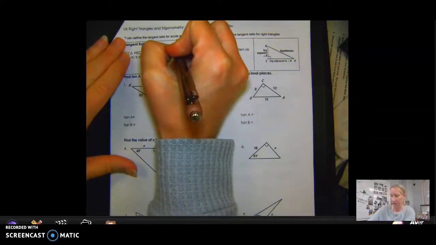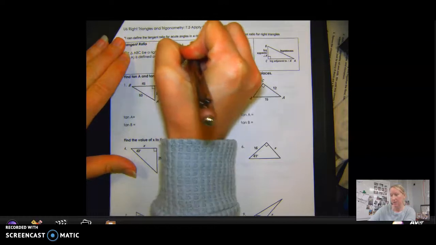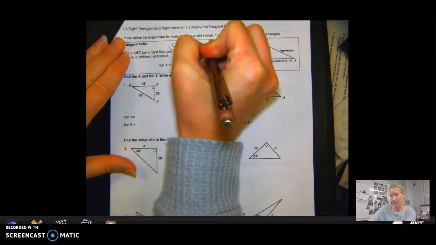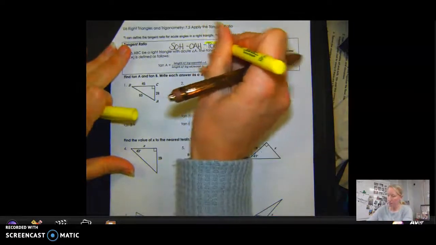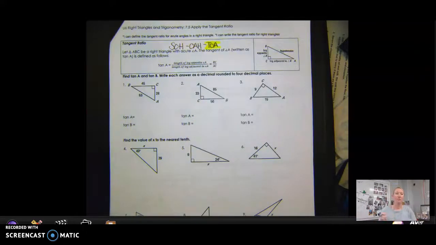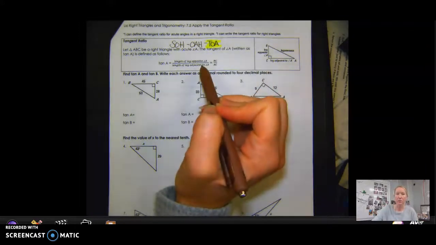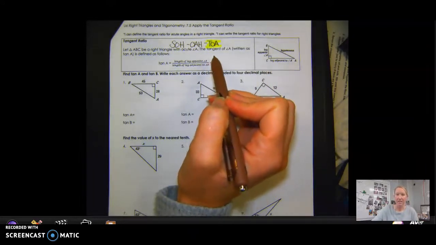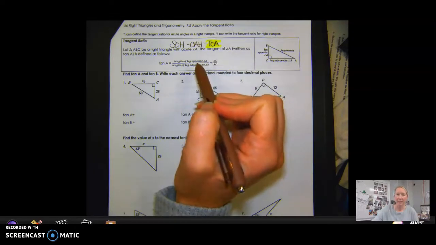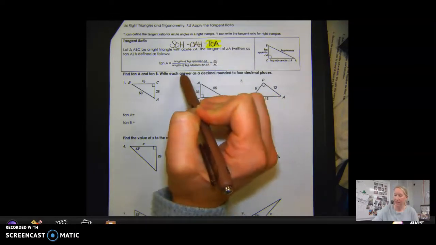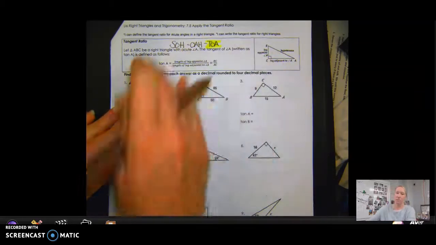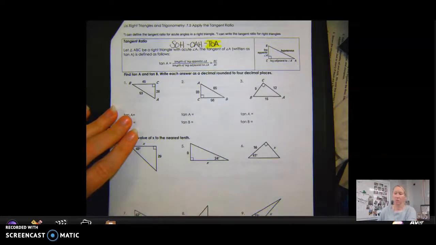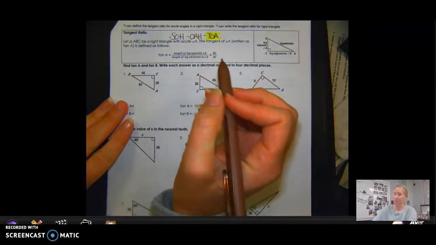So the thing that I need for you to remember, a saying, is SOH CAH TOA. And today we're going to be working with the TOA part. Okay? So what this does, tangent ratio. Let triangle ABC, this triangle over here, be a right triangle with acute angle A. The tangent of A is written as the length of the leg opposite A over the length of the leg adjacent to A. Okay? So we're going to take that information, we're going to work with it. Once you work with it, it's going to make a little bit more sense.